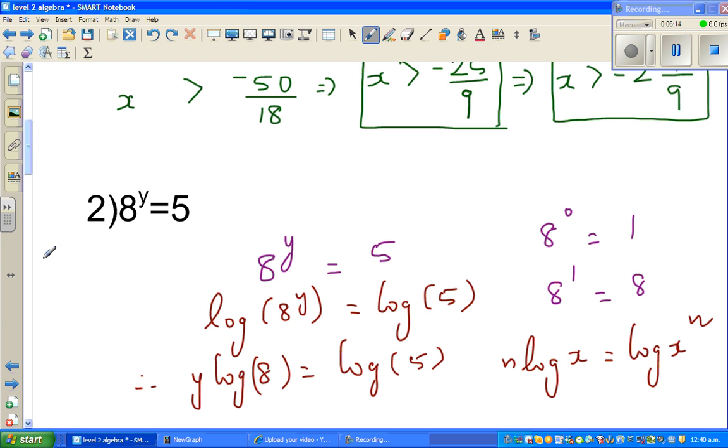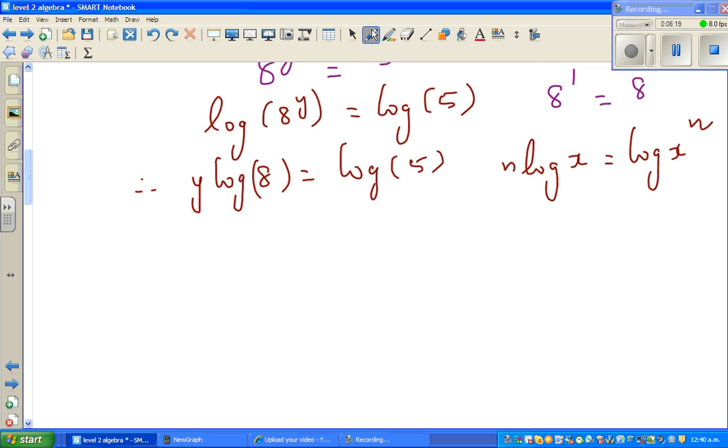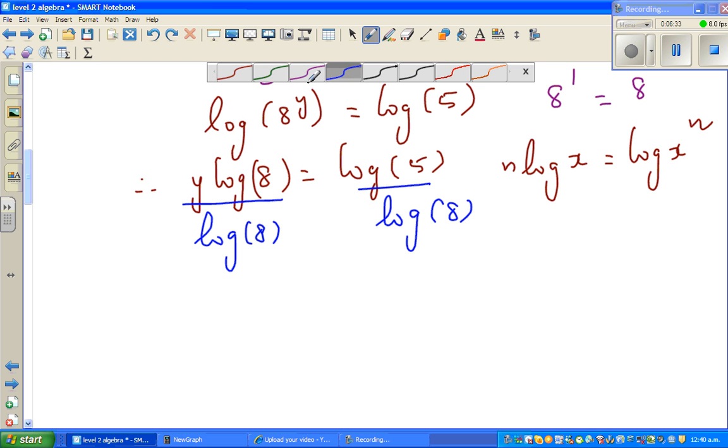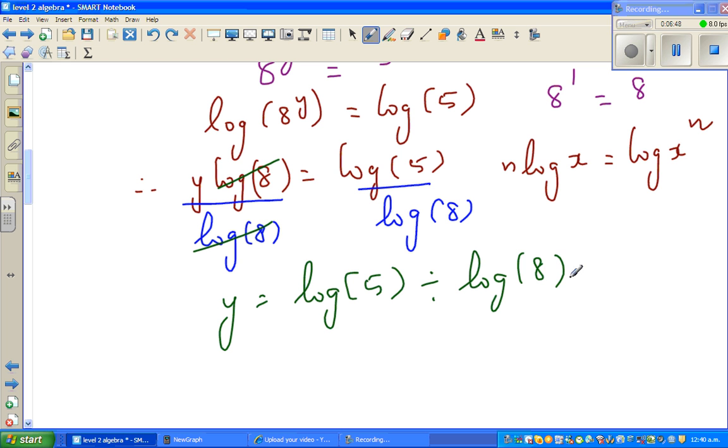So now dividing both sides by log 8, if you divide this side by log 8, you should also divide this side by log 8. Don't cancel the logs. It's not 5 over 8. So y, this log of 8 will be cancelled with this log of 8, is equal to log of 5 divided by log of 8. So we need a calculator to work that out.